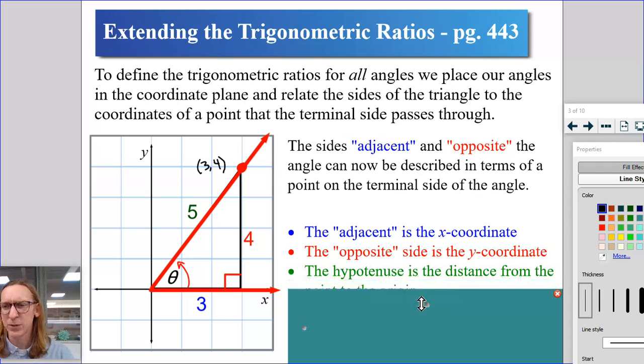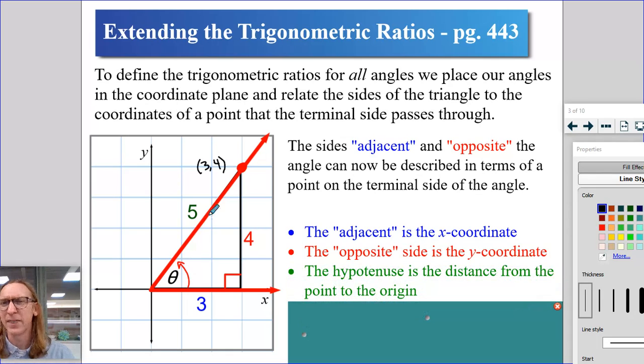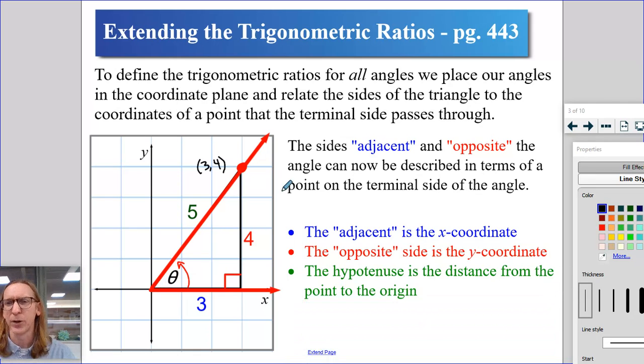And the hypotenuse of our triangle is represented by the distance between this point and the origin. How far is it from the point (3, 4) to the origin? Why, it's 5 units. And the Pythagorean theorem would confirm that. I can now think of sine, cosine, and tangent in 2 ways. One way you already know, by thinking of those ratios as ratios of sides in your triangle. And the second way we will learn right now by thinking of those ratios as relating to the coordinates of a point that our angle passes through.